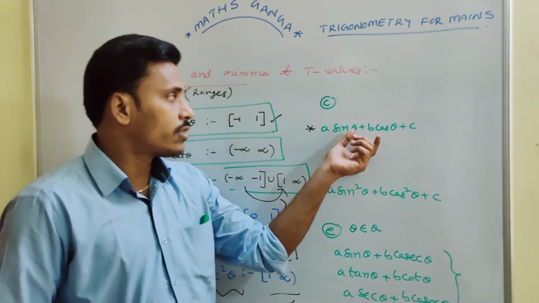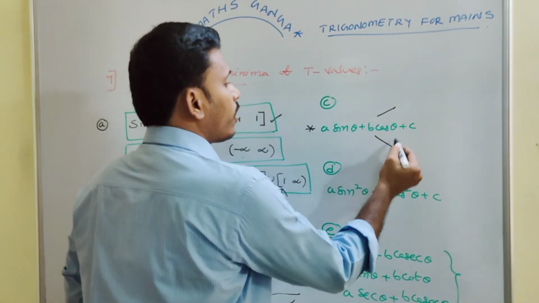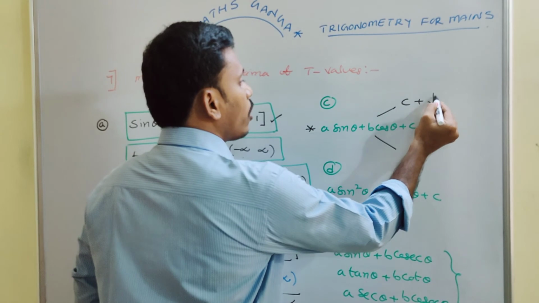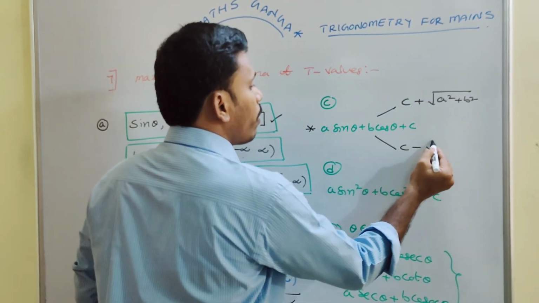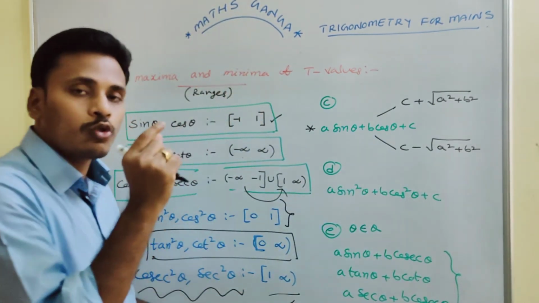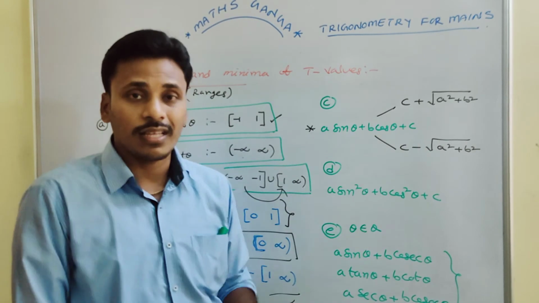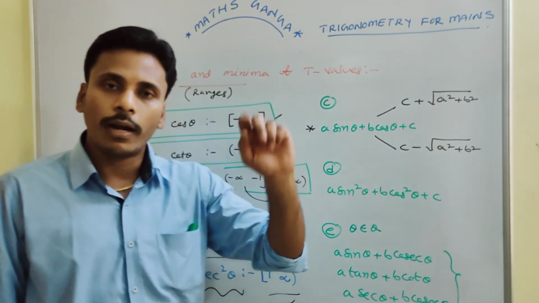For such types of trigonometric expressions, the minimum and maximum are as follows. The maximum value is c plus root of a square plus b square, whereas the minimum is c minus root of a square plus b square. Just identify the values of a, b and c from the expression a sin theta plus b cos theta plus c, so easily you can state the minimum and maximum.